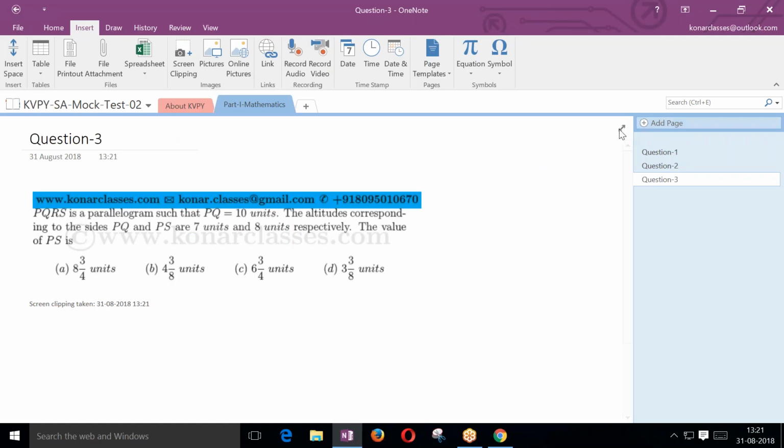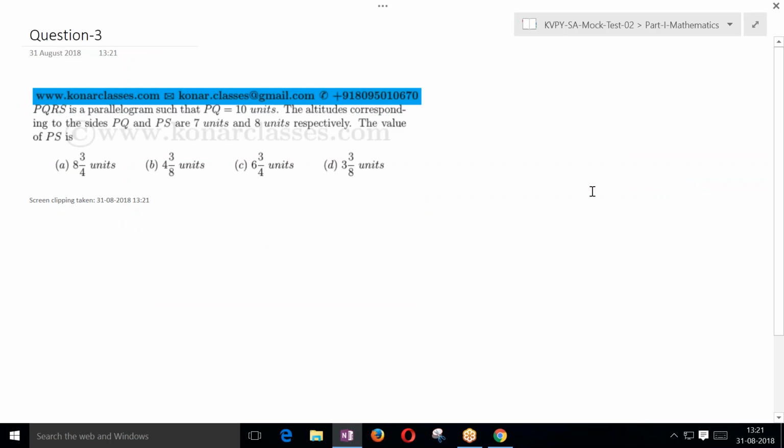So the question here is that PQRS is a parallelogram such that PQ is equal to 10 units. The altitudes corresponding to the sides PQ and PS are 7 units and 8 units respectively. What is the value of PS? Let us first visualize this problem.